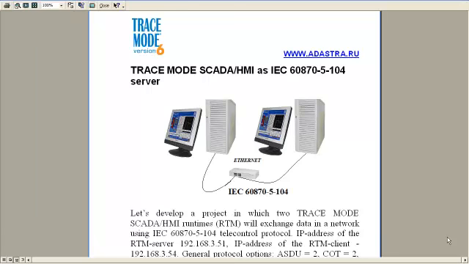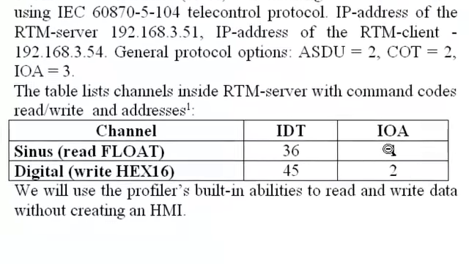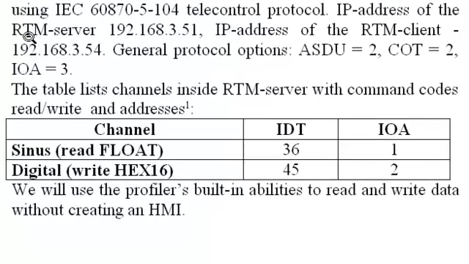Hi, let's develop a project in which two Trace Mode SCADA HMI runtimes, RTMs, will exchange data in a network using the IEC 60870-5-101 telecontrol protocol, and we will call it IEC 101 FOSS. IP address of RTM server this one, IP address of RTM client this one.